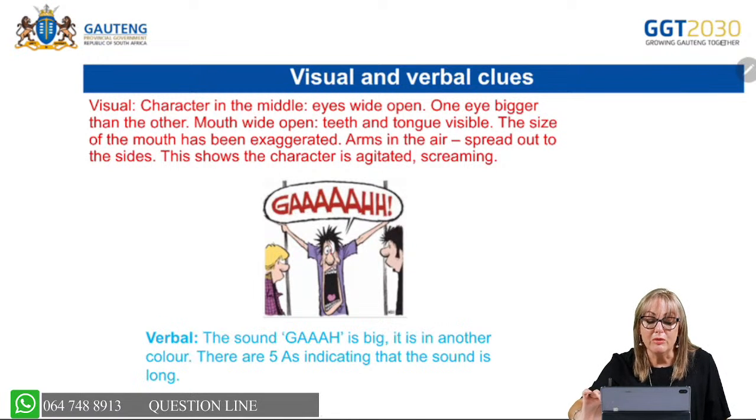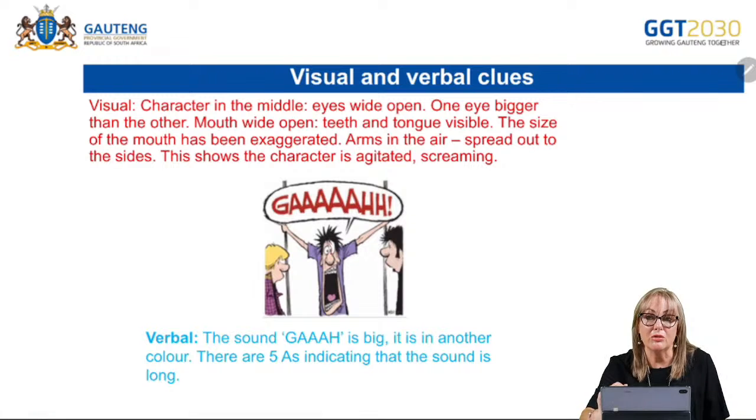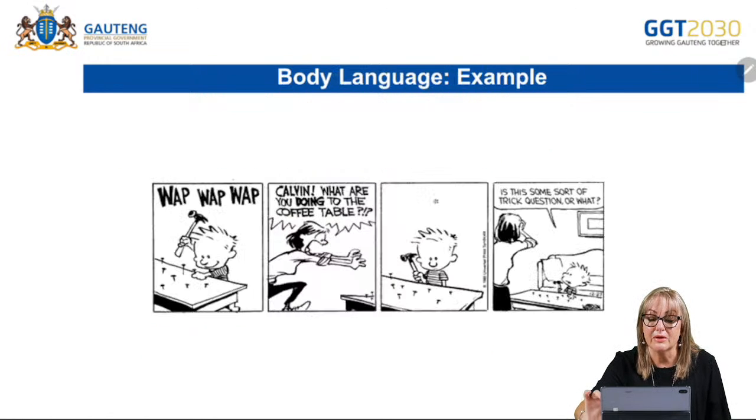Which verbal clues do we see? The word "Aaaah" is big, it's in another color. There are 5 A's and there's an exclamation mark. So that's your verbal indication that he is shocked or agitated or angry. It will depend on what the rest of the cartoon's message was.